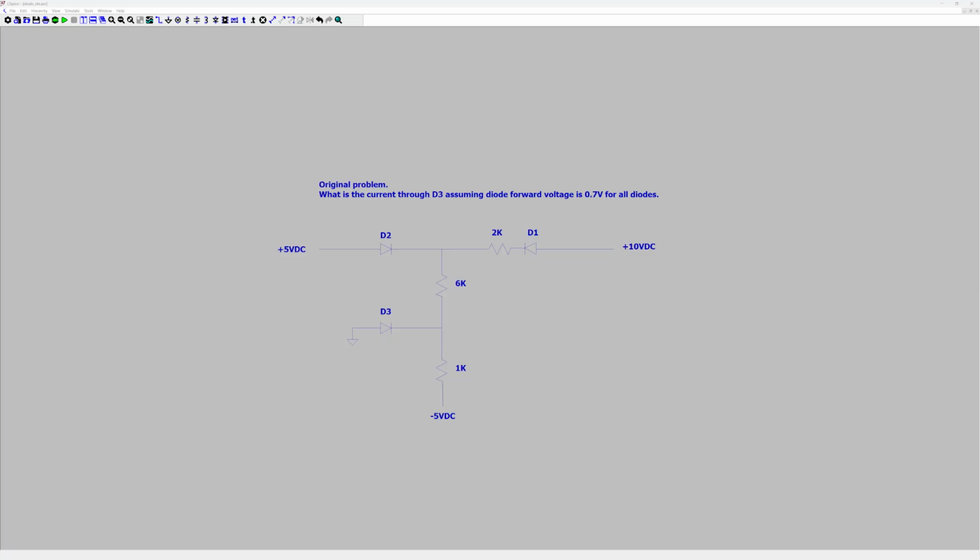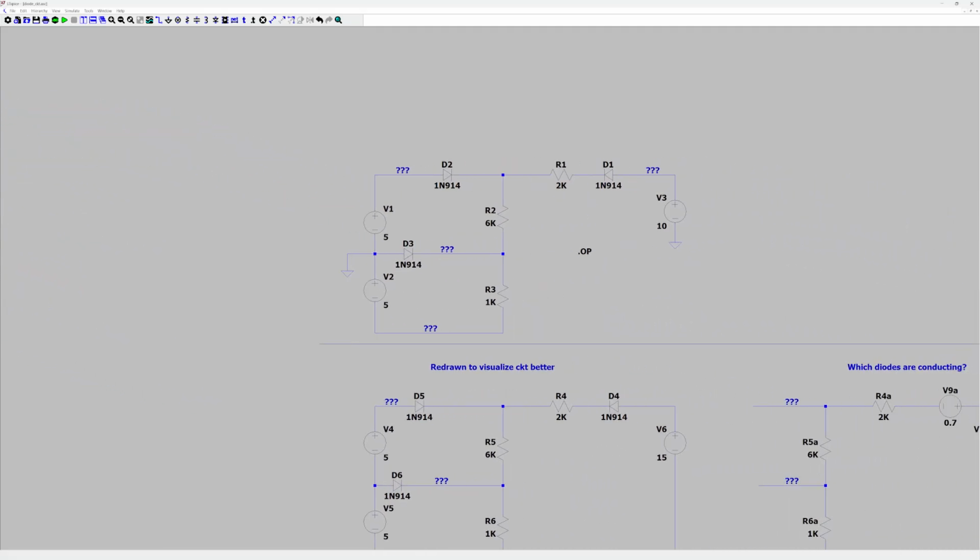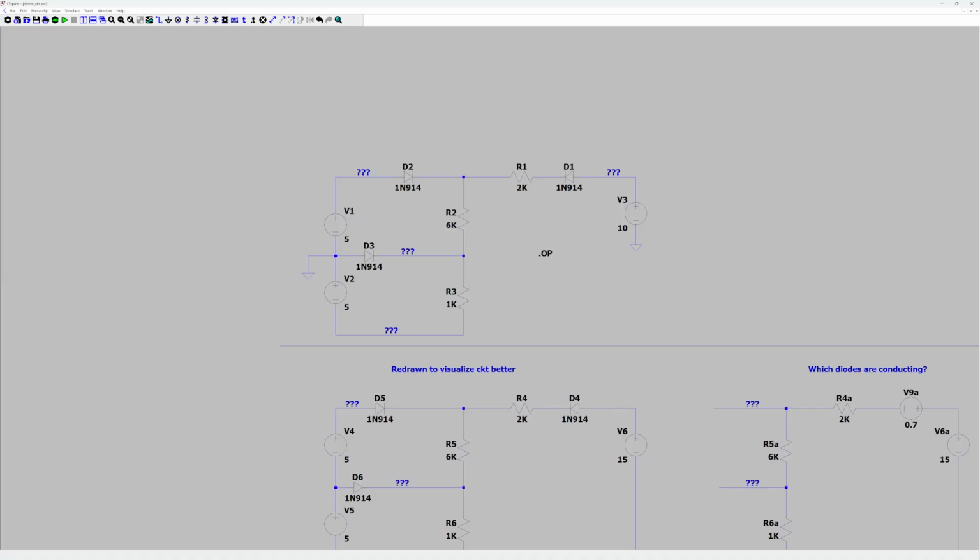And I'm going to use LT-Spice as a way to help verify the answer and show that what I'm doing actually makes sense. So the first thing I did was redraw it in LT-Spice, and I used the DC operating point directive.